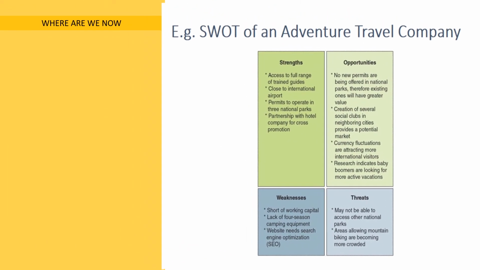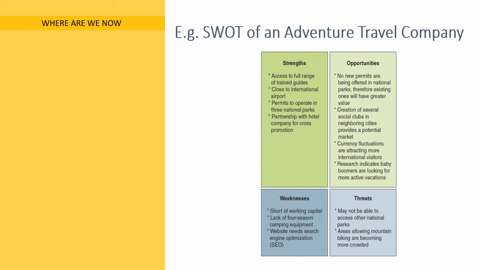So when we look at a SWOT, we've said that the SWOT includes strengths, weaknesses, opportunities, and threats. If we look at the SWOT of an adventure travel company, some of the strengths might be, for instance, access to a full range of guides, being close to an international airport, very close, permits to operate in 3 national parks, partnership. Do you understand? You're detailing the key.